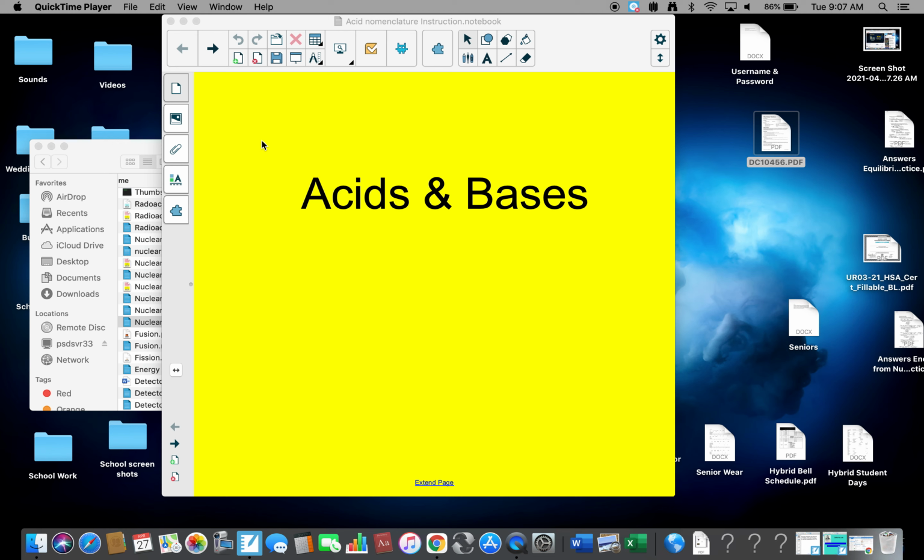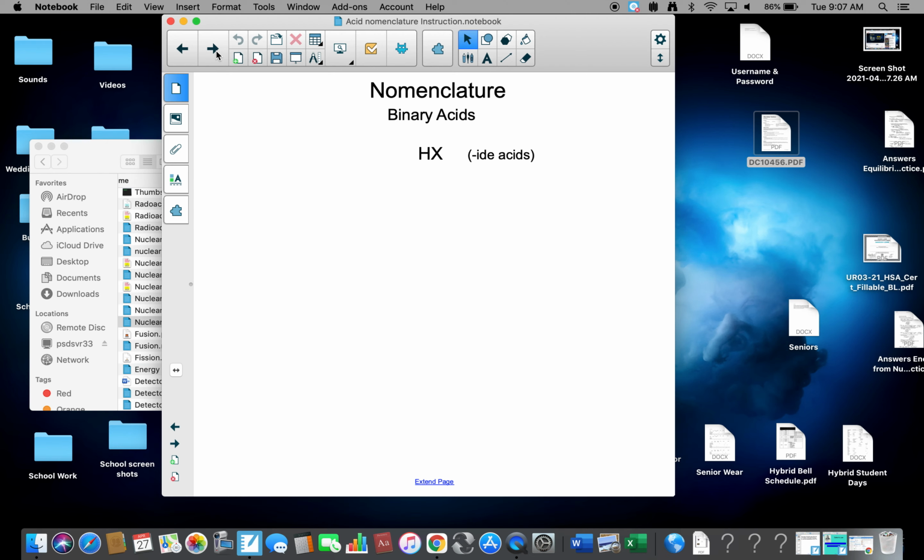Exciting, fascinating world of chemistry. We're beginning to look at acid bases. And in order to do acid bases, we're going to start with acid nomenclature. Now, the first type of acid nomenclature is binary, which only means two.